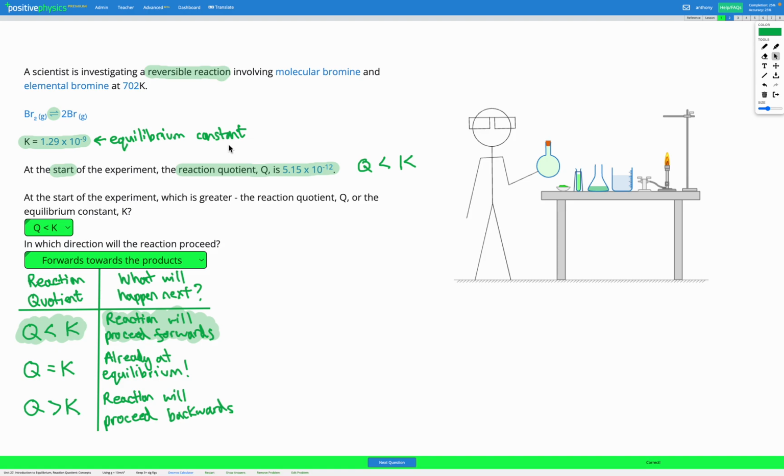So that's the idea of the reaction quotient Q. The reaction quotient is a snapshot that tells you where you are in the progress of the experiment. If Q is equal to K, that means you've reached equilibrium. If Q is less than K, that means you're not at equilibrium yet. It means your reaction is going to proceed forwards in order to reach equilibrium. If Q is greater than K, again, you're not at equilibrium yet, and your reaction is going to proceed backwards to reach equilibrium.